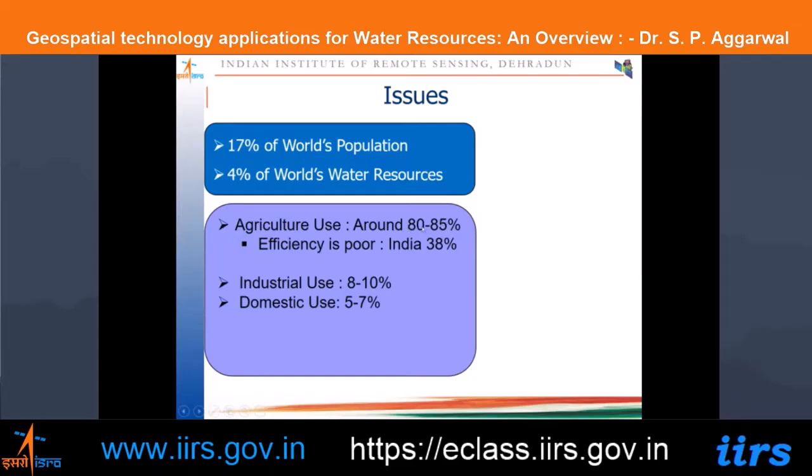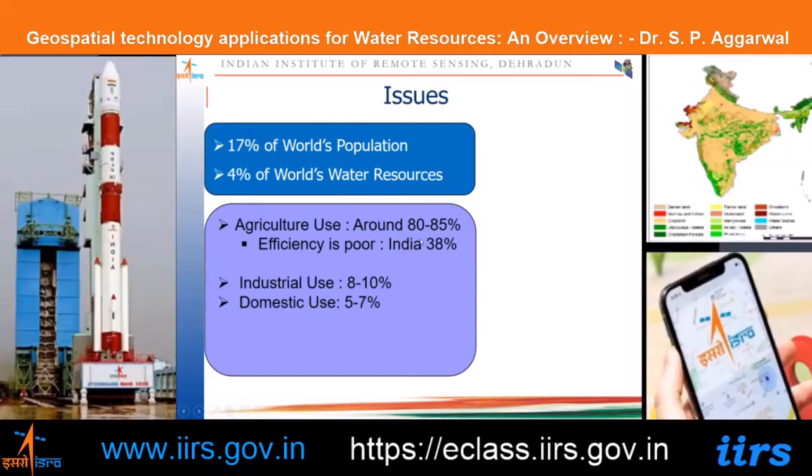Another problem is that irrigation efficiency in India is only 38%. Now, if we increase the efficiency of irrigation, let us say from 38% to 48%, you can imagine that 10% of that 80% of water will become available for domestic use, where generally people are facing problems. Your drinking water supply will increase. That's the reason why the Government of India has given emphasis that we should increase the efficiency of irrigation in this country.